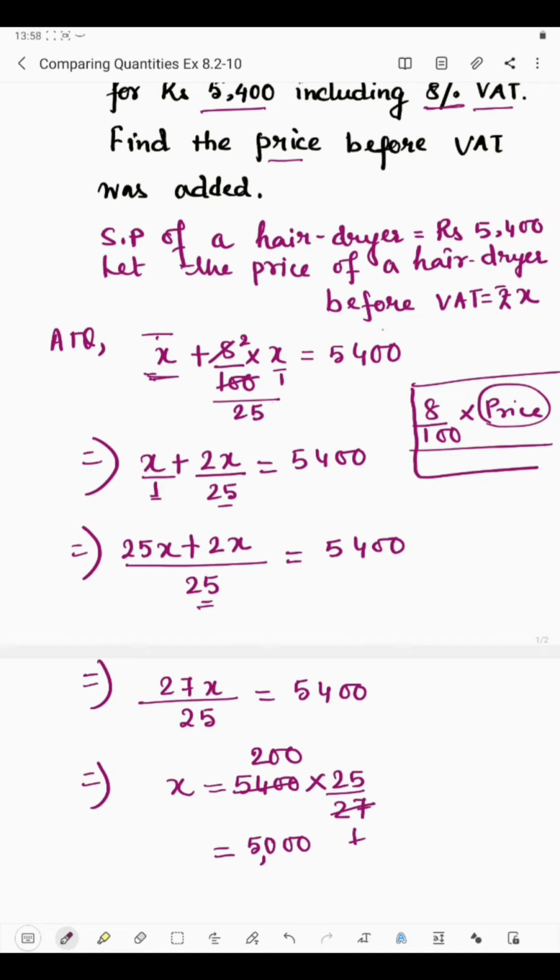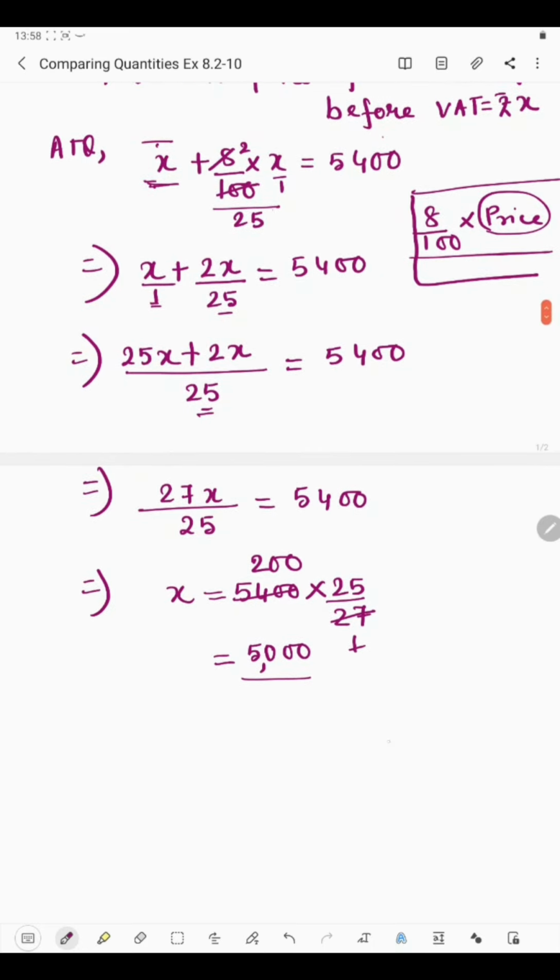So the price of the hair dryer before the VAT was added was rupees 5000. So see here, 5000 is the price of the hair dryer. Now VAT is to be added to this price to get the amount you have to pay, which is 5,400 you are paying. That means how much is the VAT? It's 400. But we don't have to find this. We had to find this one, and we have got this.